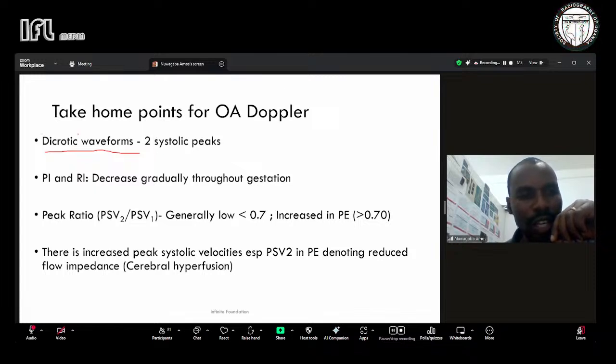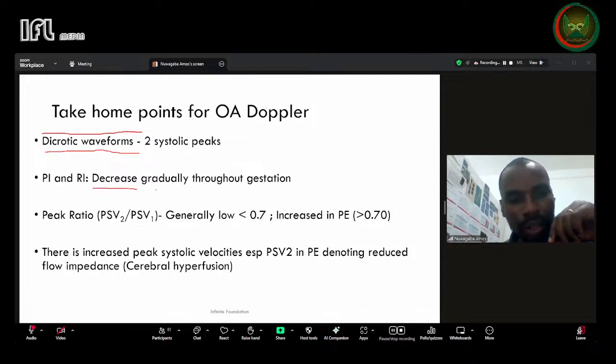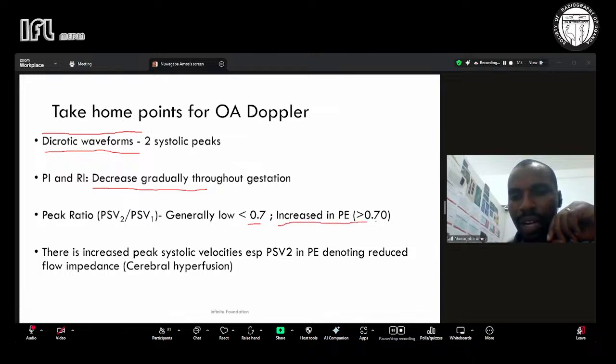it should be a dicrotic waveform. And PI and RI usually decrease with gestation, and the peak ratio is generally low, roughly less than 0.7. If it increases, that means that we have hyperperfusion. It will be above 0.7, and that is in general terms, and that is suggestive of preeclampsia.